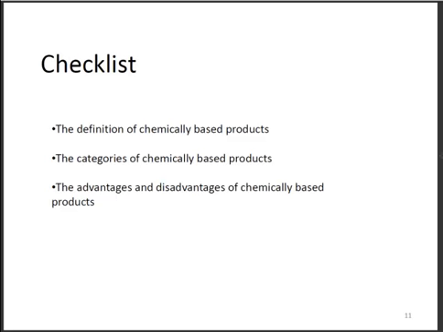The checklist of this topic is that you should know the definition of chemical-based products, and you should know the categories of chemical-based products such as paints and plastics, resins, etc. And you should also know the advantages and disadvantages of different chemical-based products. That's the checklist of this week's topic.